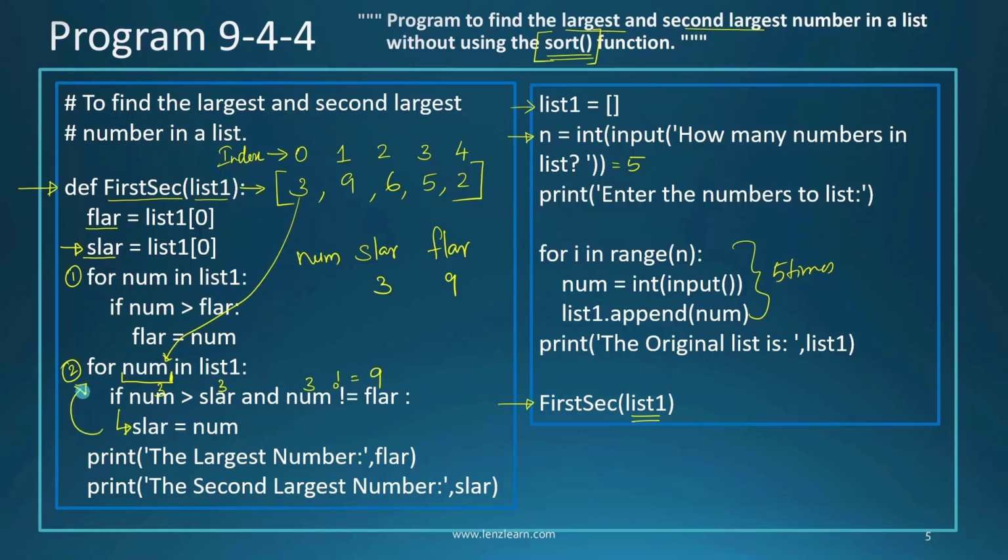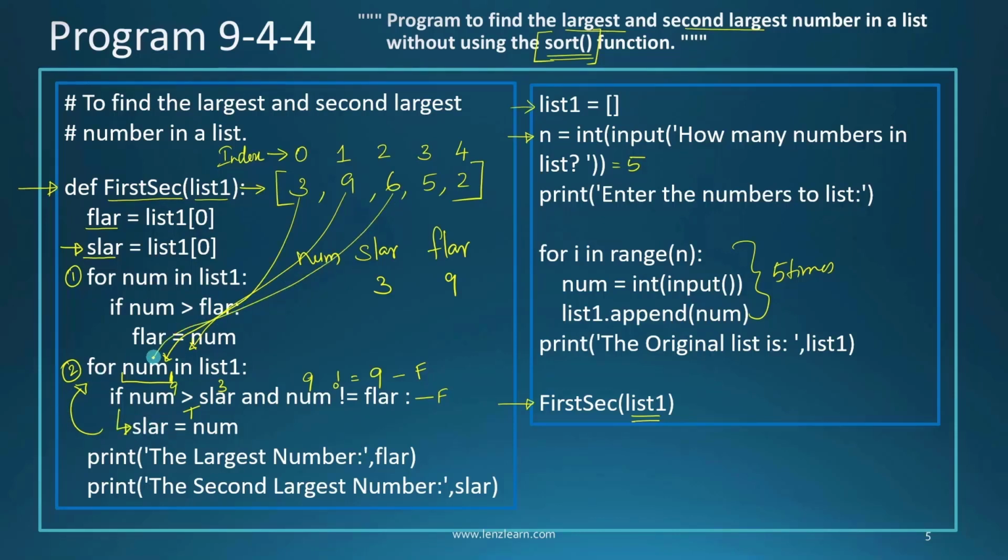Now the control will go back to for. Next time 9 will be loaded into num. Now I will check whether 9 is greater than 3. You see this is true. But when you check the next condition, the value of num now is 9. 9 not equal to 9. This will give false. So this entire condition will become false. So 9 will not be stored into slar. So now the control will come back to for.